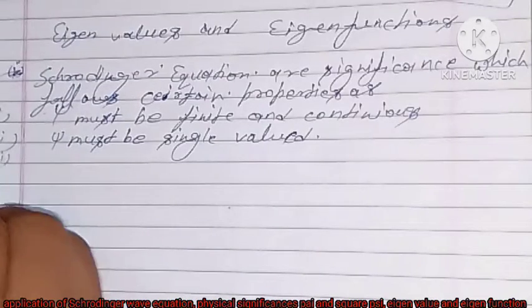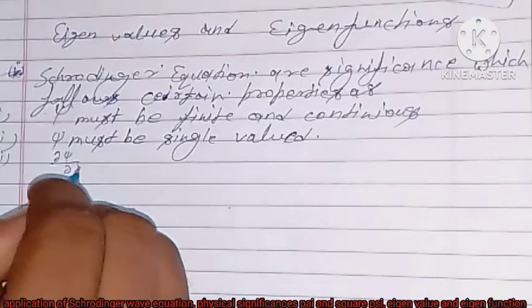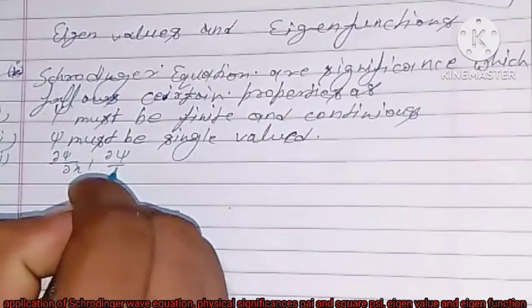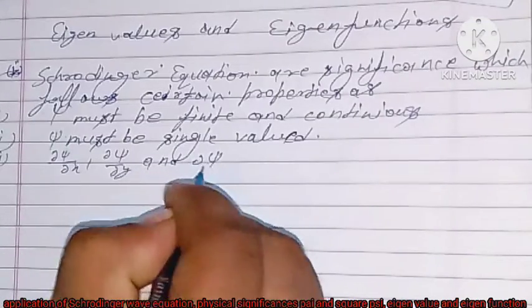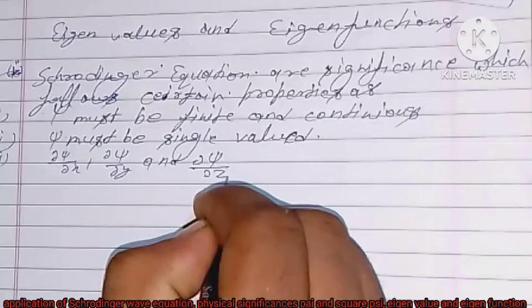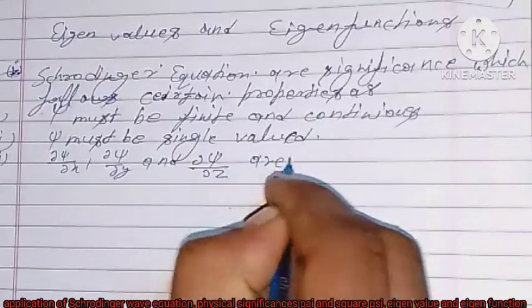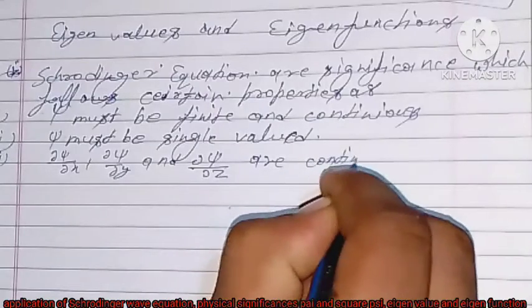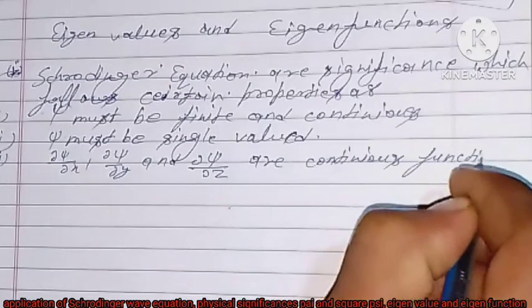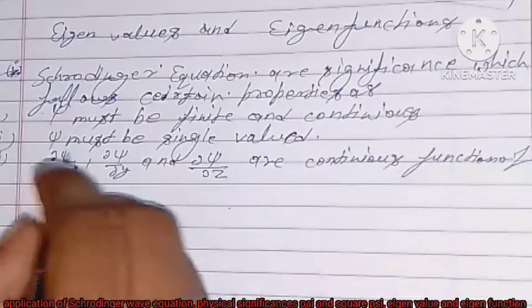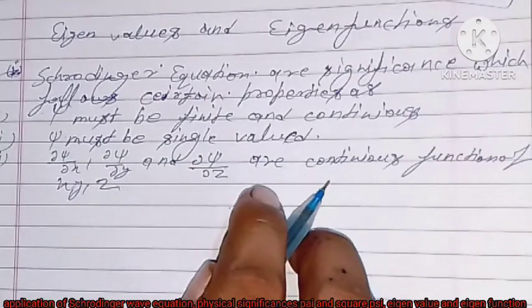And the third is that del psi upon del x, del psi upon del y, and del psi upon del z are continuous functions of x, y, z.